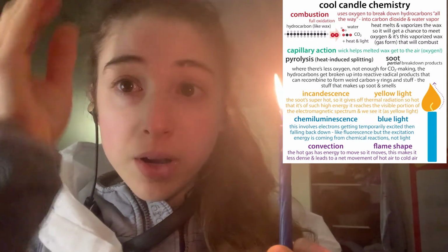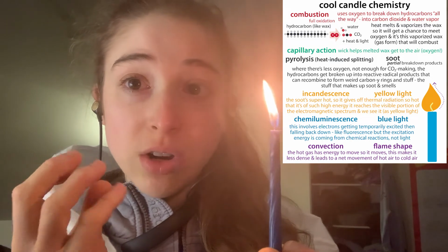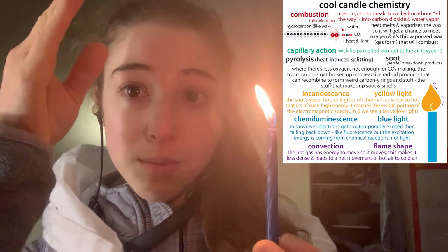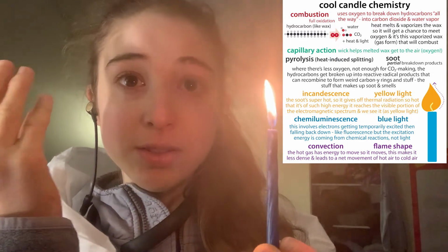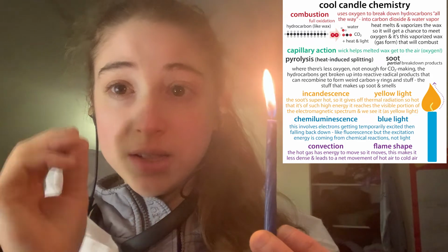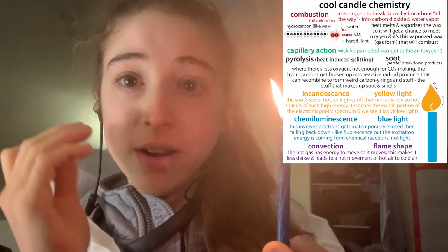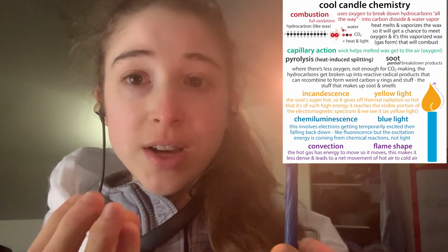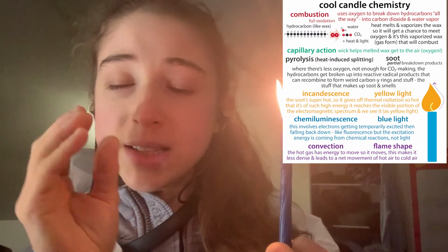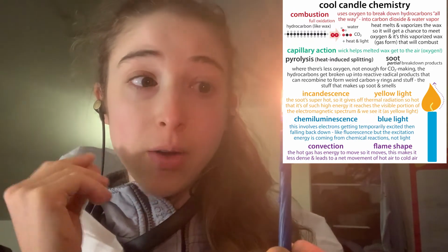What about the shape? So basically, hotter things are going to have more energy to move, so they will move, whereas colder things aren't going to have as much energy to move, so they won't move as much. So you end up with this net movement of the hot air to the cold air, and this is convection. This convection is going to generate the flame shape. It's like a teardrop shape.